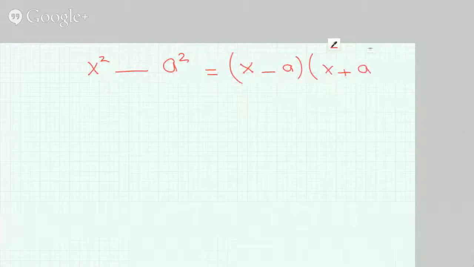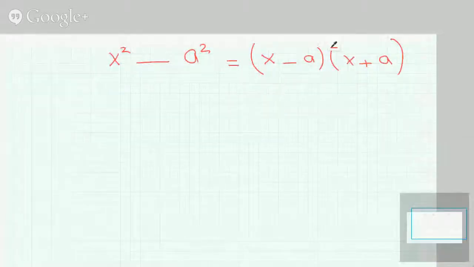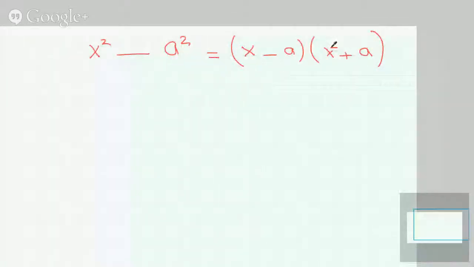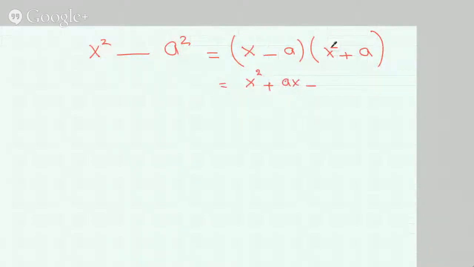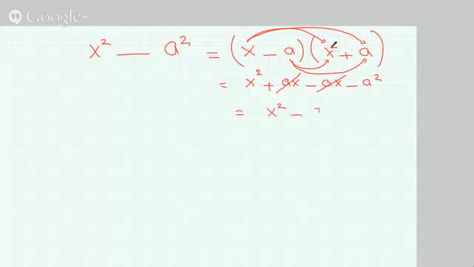Believe me, it works. If you FOIL the right-hand side, you will get exactly the left-hand side, and I could prove it to you here really quick. Let's do it. So if we multiply through, we get x squared plus ax minus ax, because I'm foiling this, and this, and this here, and then this there. So minus a times plus a is minus a squared, and those two cancel out, and as expected, we get exactly x squared minus a squared.